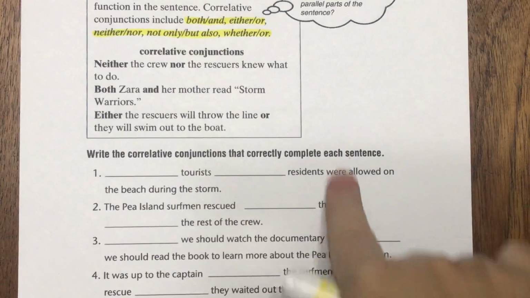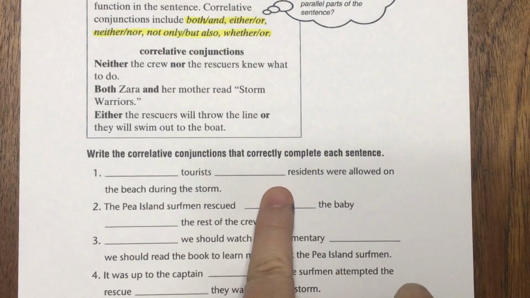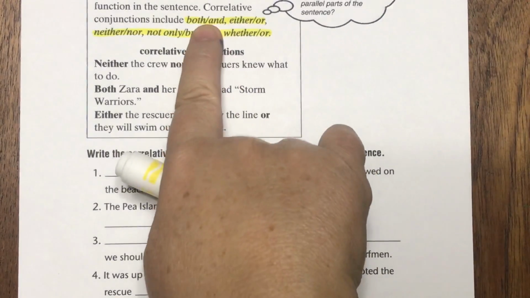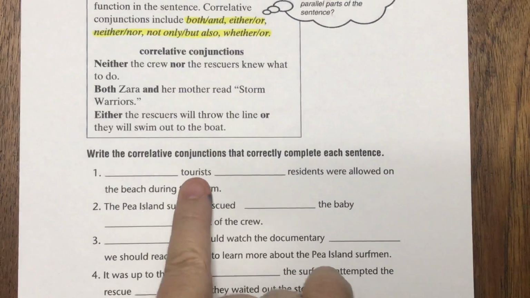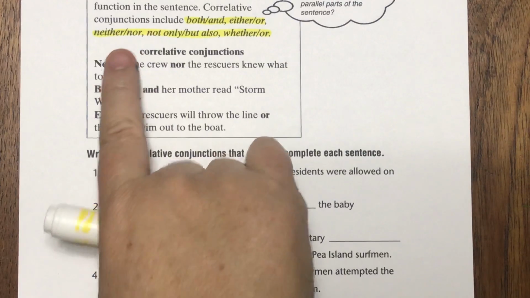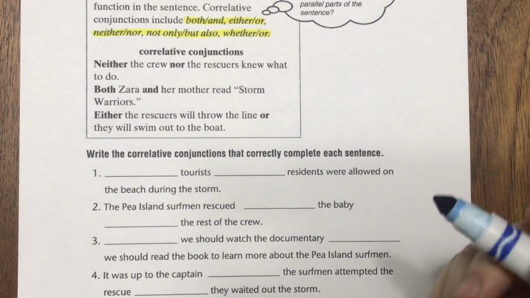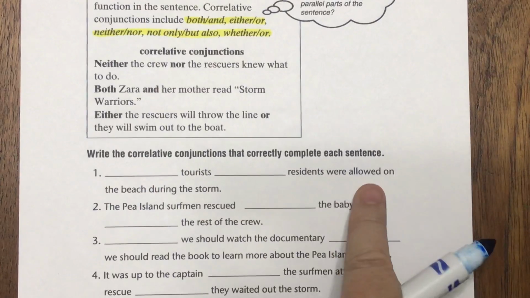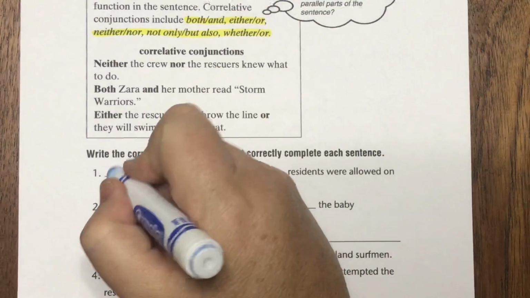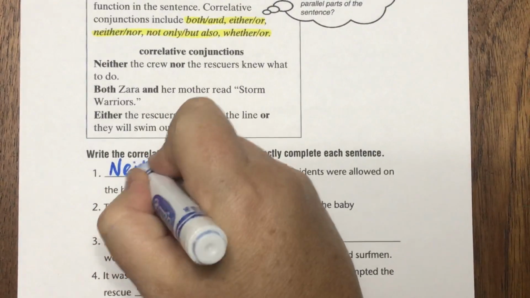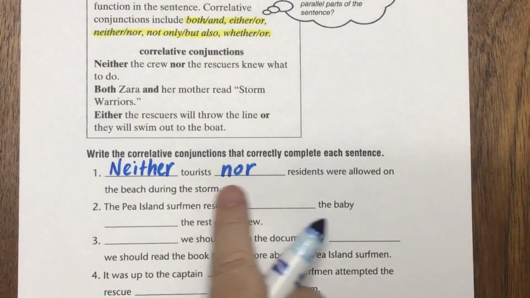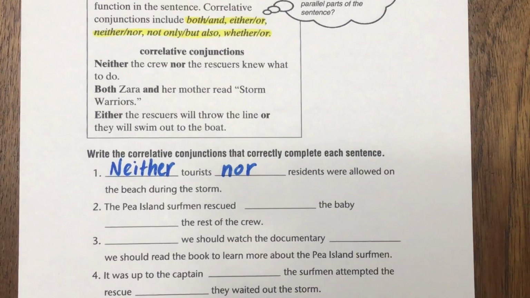Well, I'm just thinking about that. I don't know, because it's a storm. Would they want tourists and residents on the beach? Probably not. So I don't know that I want to say both and. Either tourist or, no, that doesn't make sense. What about neither nor? Like not allowing someone on the beach. Neither tourists nor residents were allowed on the beach during the storm. It makes sense because they don't want them there during the storm. So neither tourists nor residents were allowed on the beach during the storm.